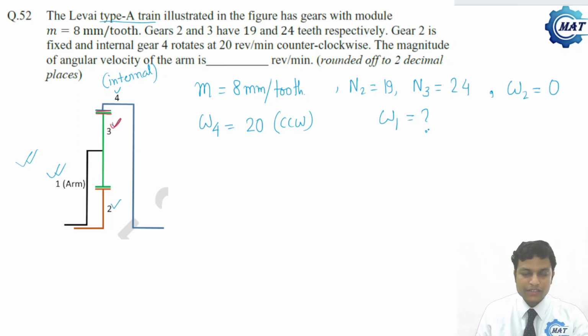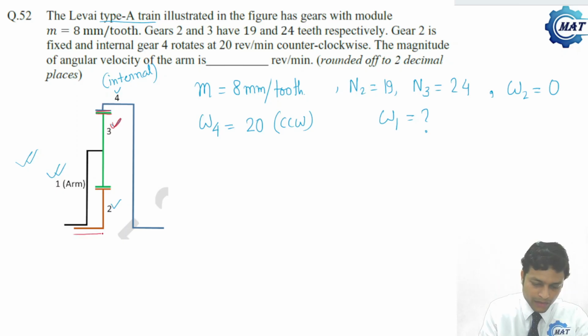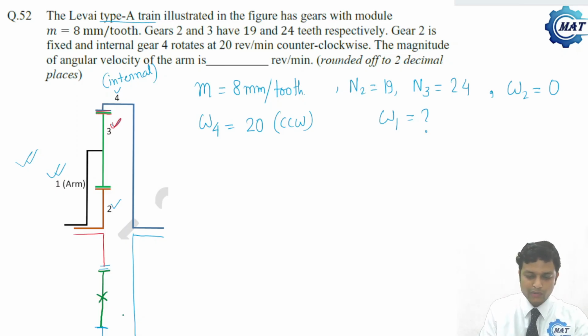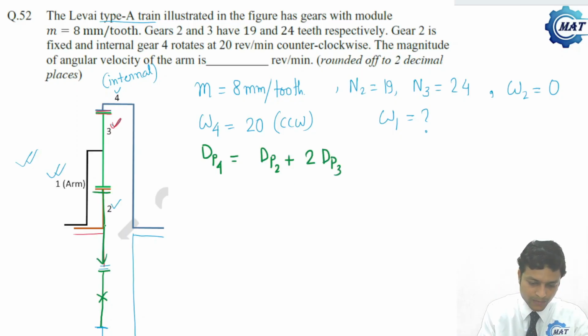This type of gear train problem we have solved several times, and the suitable method is the tabular method. Before that, we do not know the number of teeth on gear 4, so let us first determine it. If I draw the entire gear train, it will be like this. This is gear 4, and in between you can consider another gear 3. This is not present, but for dimensional measuring we have considered it. So what will be dp4, the pitch diameter of internal gear 4? That is dp2 plus 2 into the pitch diameter of gear 3.